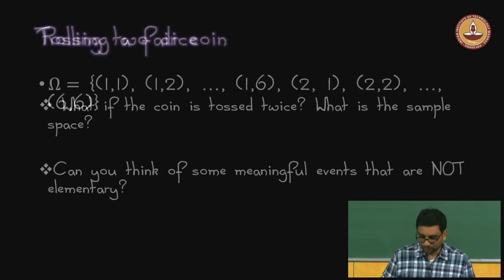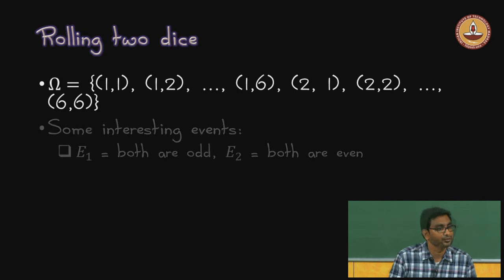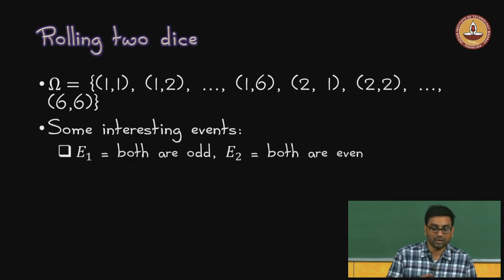Okay. So, we are rolling 2 dice. So, now what is the cardinality of this sample space? It is 36. So, now we can think of some interesting events. So, this is the sample space, but events you can define based on your requirement, right. So, let us think of a few events.